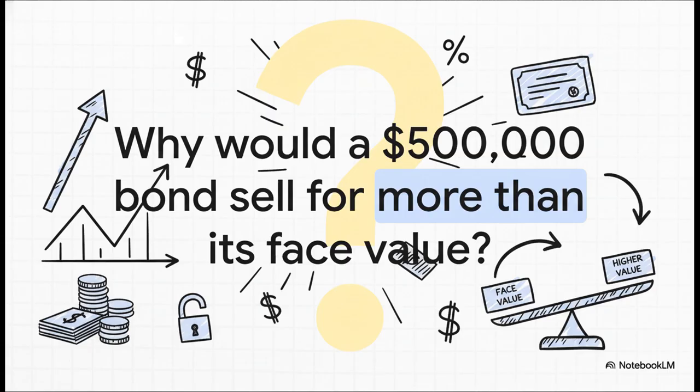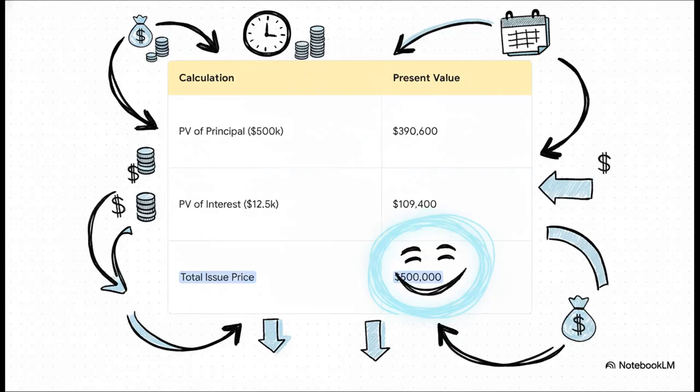But the answer, and it's a brilliant one, has everything to do with interest rates. This table really breaks it all down. This is the time value of money in action. A bond's price today is nothing more than the present value of all the cash it's going to pay out in the future. You've got two streams of cash, the big lump sum principal repayment at the very end and the series of smaller regular interest payments along the way. You calculate the present value of both of those streams and add them together. That's the price. Now, in the specific example on this slide, the math works out perfectly to $500,000 because the bond's rate matches the market rate.